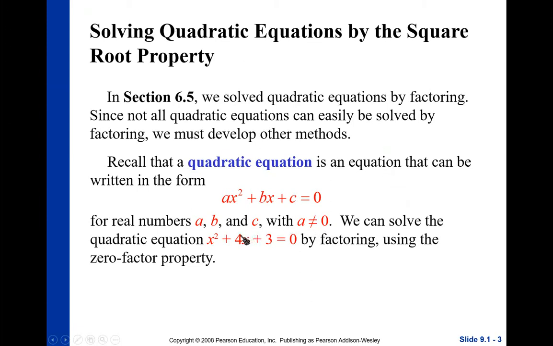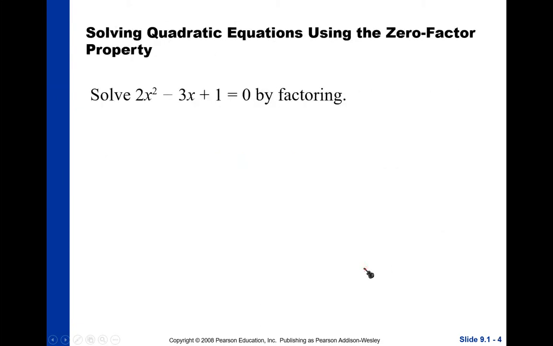We can solve the quadratic equation, example, x squared plus 4x plus 3 is equal to 0. So, ito po ay isang example ng quadratic equation, di ba po? By factoring, using the zero factor property. Ayan. So, ito po, isang example siya ng zero factor property. Let us try to solve 2x squared minus 3x plus 1 is equal to 0 by factoring.